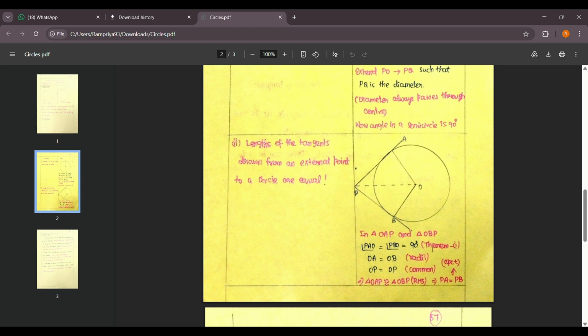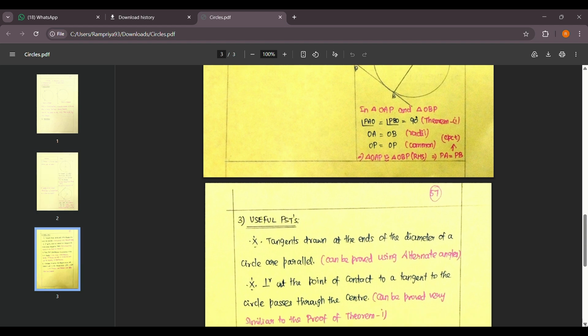So if you see, these two triangles are congruent as per the SAS rule of congruency, side angle side rule. Or you can also say it is RHS, because RHS is for a right angle triangle, and we saw that this angle is 90 degrees. So you can say it is RHS or SAS, whatever. So triangle OAP is congruent to triangle OBP, and then you apply CPCT, corresponding parts of congruent triangles. You can say that PA equals PB. That's it. Very simple proof.